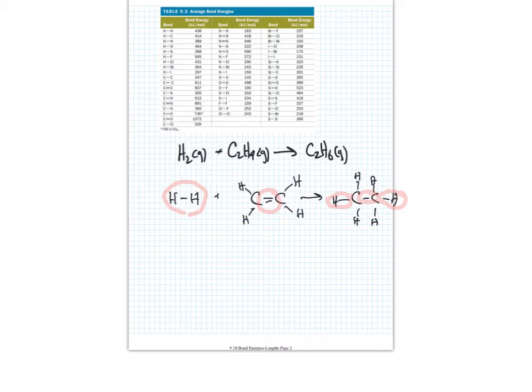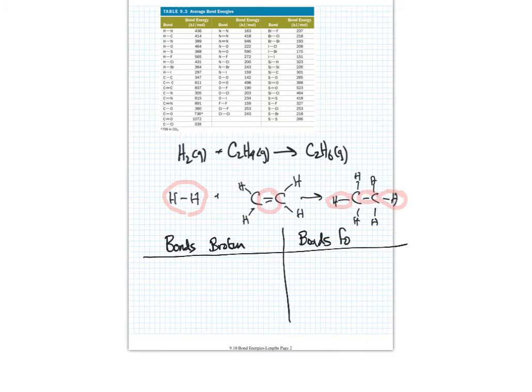Actually, let's do it that way. Let's do this in black. So we're going to do bonds broken on one side, and we're going to do bonds formed on the other side of the table. All right, so I'm going to look on the reactant side of the reaction, and there's a hydrogen-hydrogen bond that's broken. There's carbon-hydrogen bonds that are broken, and there is a carbon-carbon double bond that's broken.